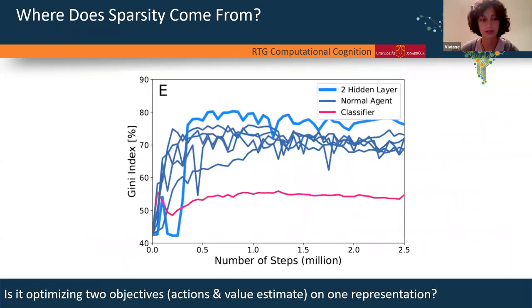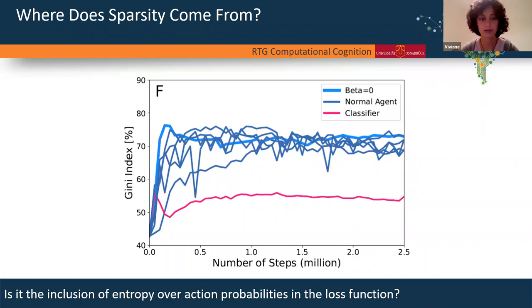Then I thought maybe it's because I'm optimizing two objectives, the actions and the value estimate, on one representation. But also when using two separate representations for those two outputs, it still gets about equally sparse as when using one representation. And the last idea I tested was if it's maybe some hyperparameter. For example, the entropy over the action probabilities is included in the loss function, and if entropy is in the loss function, it may propagate back through the network and influence the entropy there. But also excluding this parameter seems to make no difference to the sparsity.